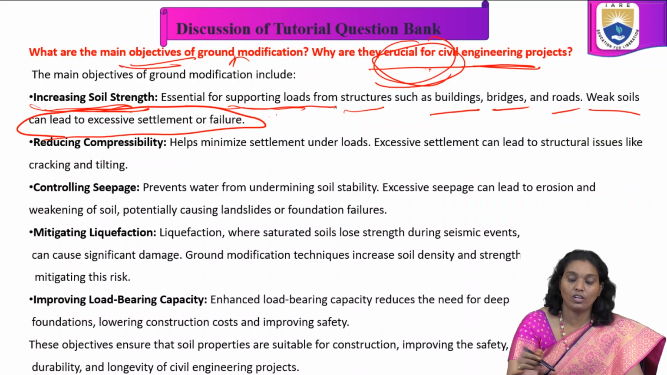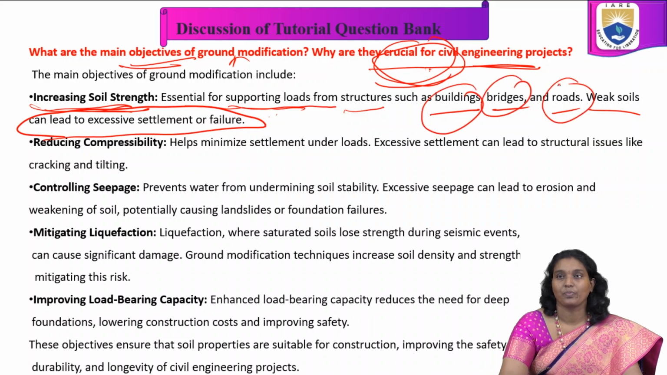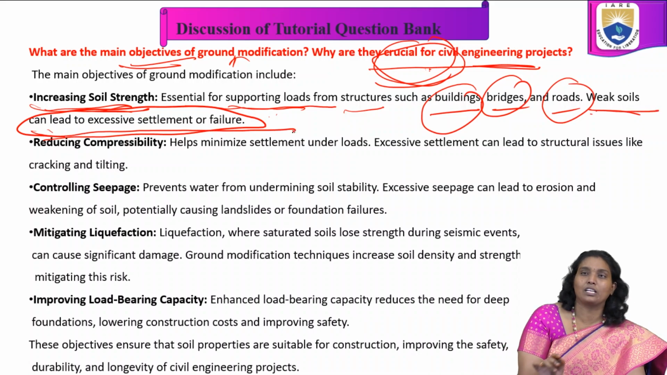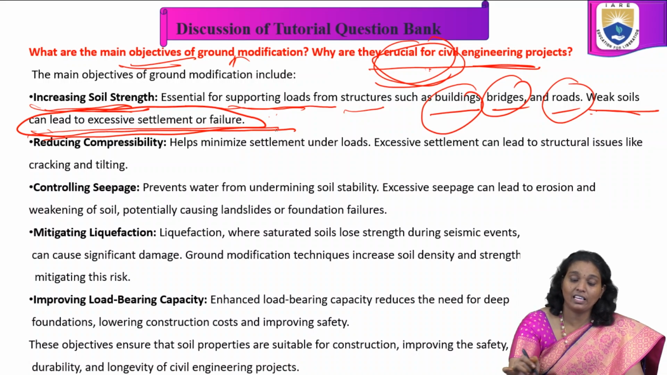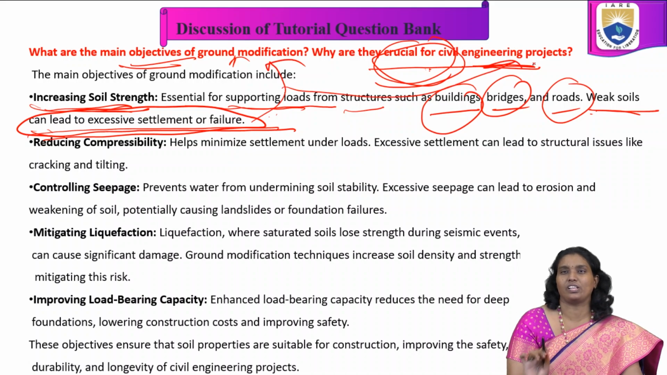It is essential for supporting loads from structures such as buildings. These are all civil engineering projects. Weak soil can lead to excessive settlement. Why? Because of weak soil. Because of that, we use ground modification as civil engineers.